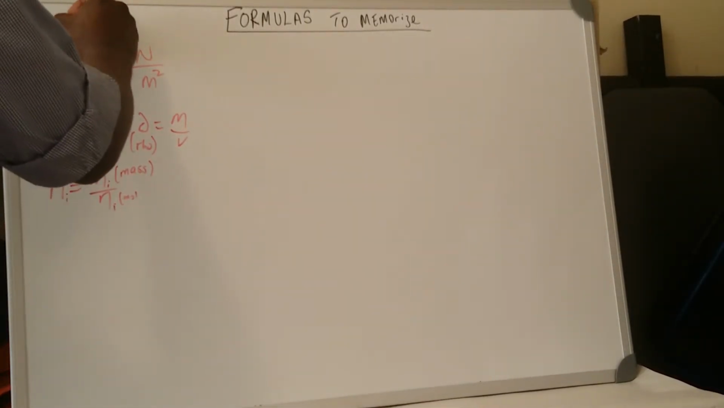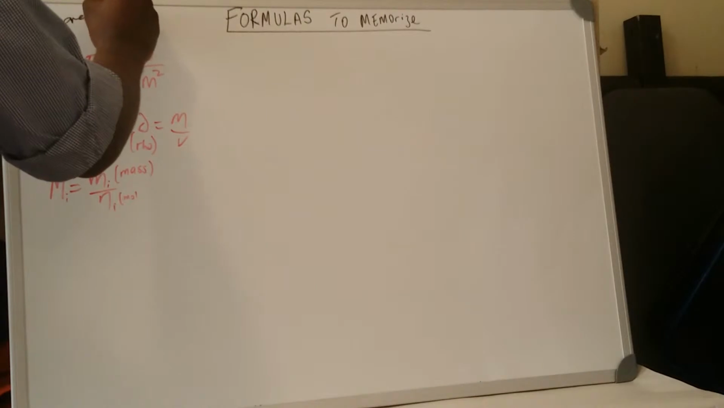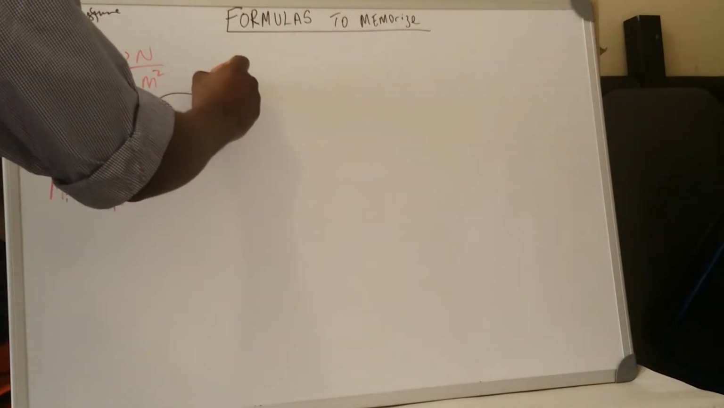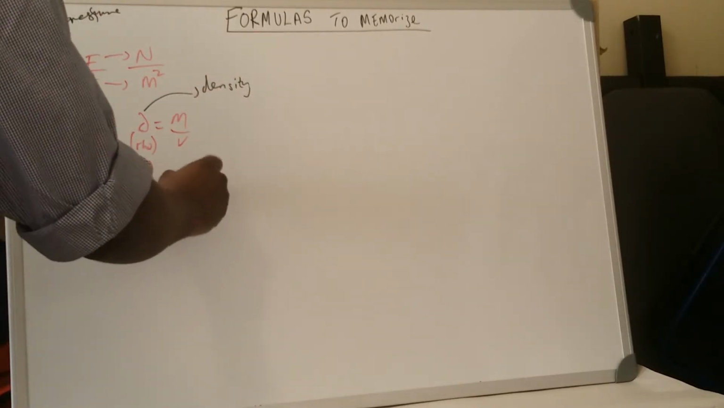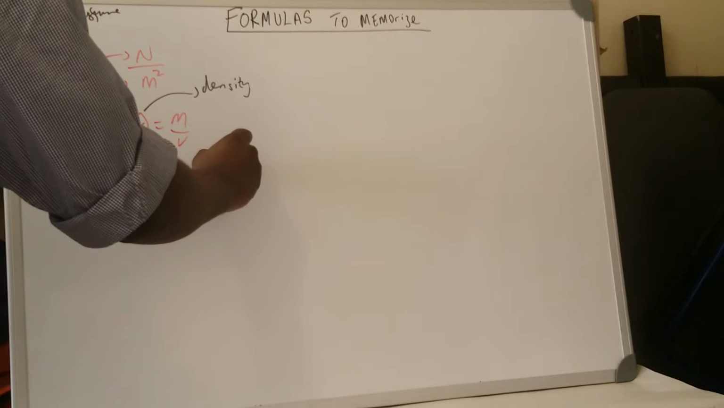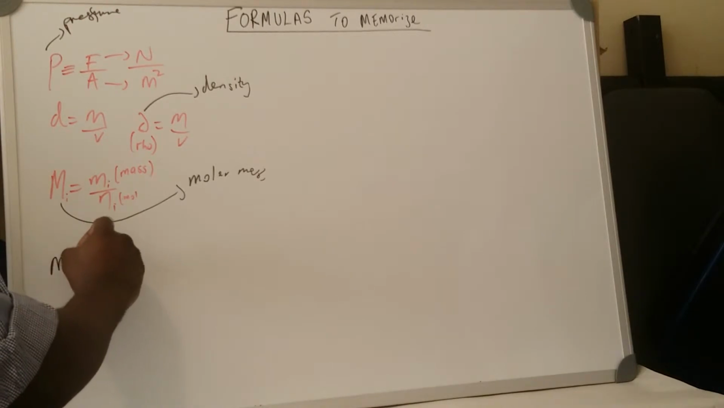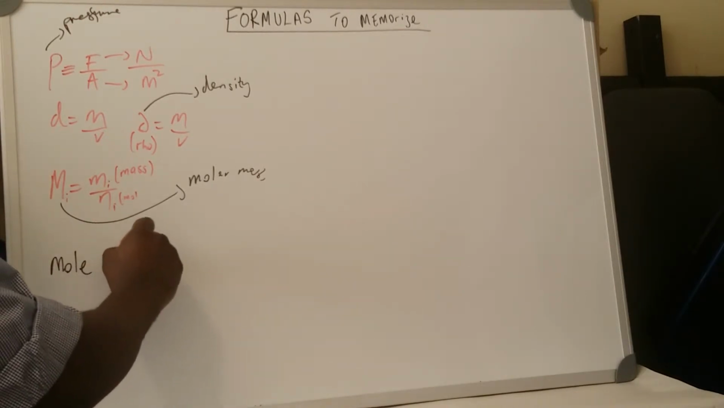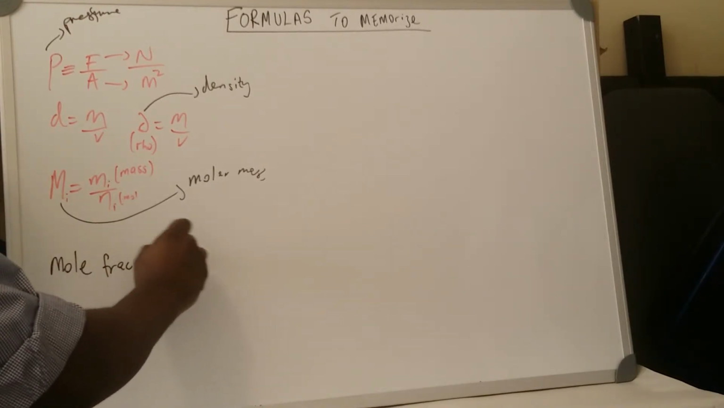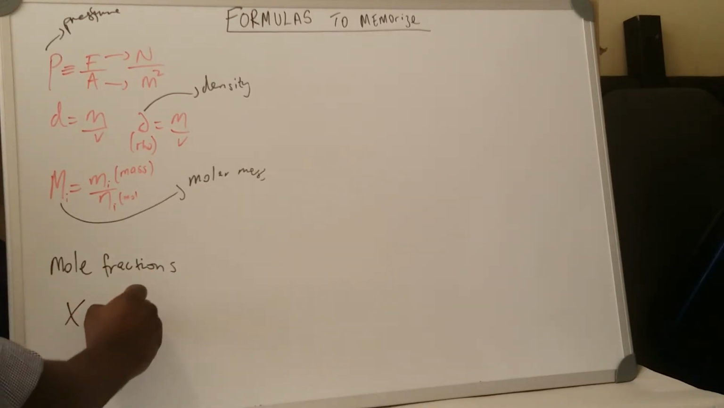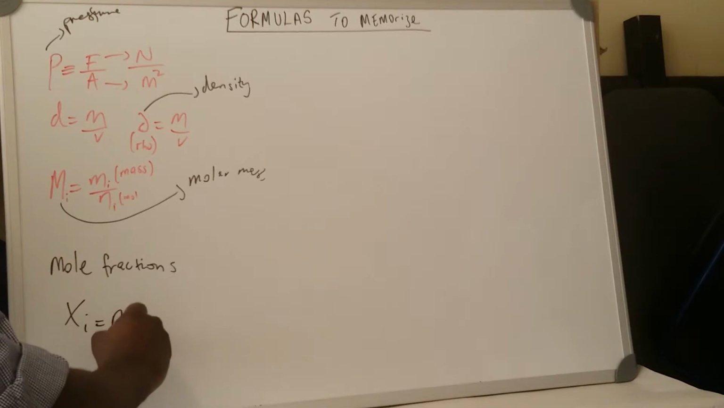So pressure, density, molar mass, and then we have mole fractions, which is known as Xi, equals initial mole over total mole.